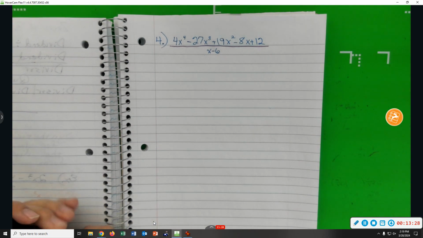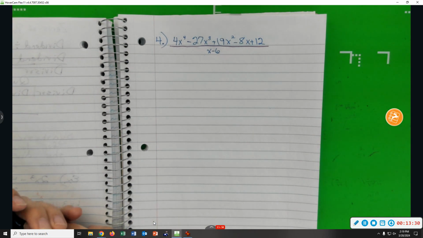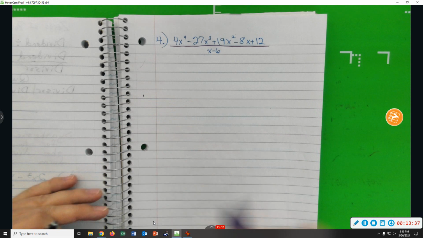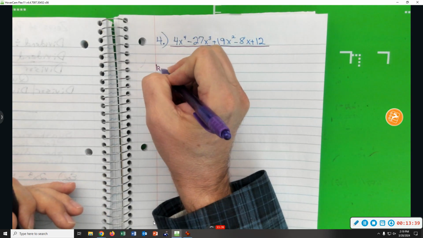Can we use synthetic division? If so, what's the k value? 6. It's just the opposite of what you see. So we're going to have a k value of 6.